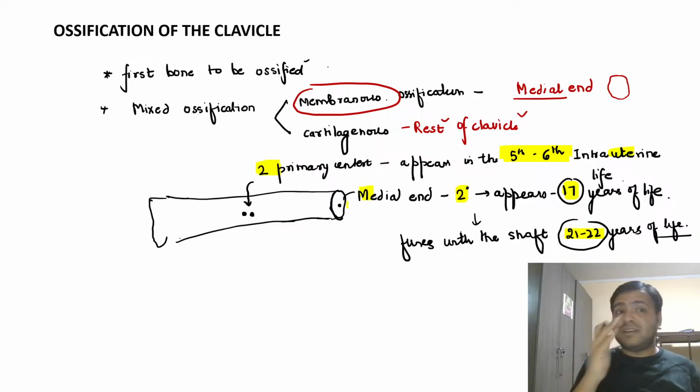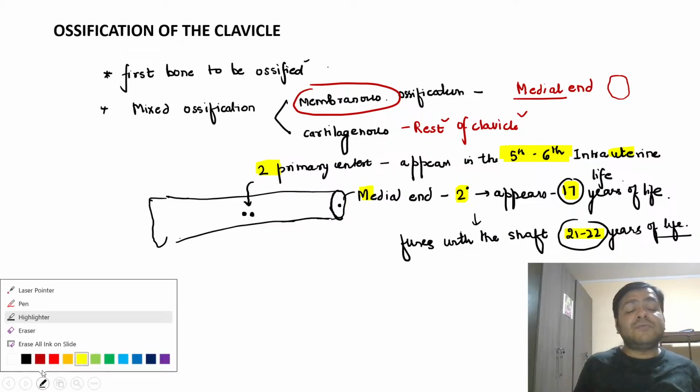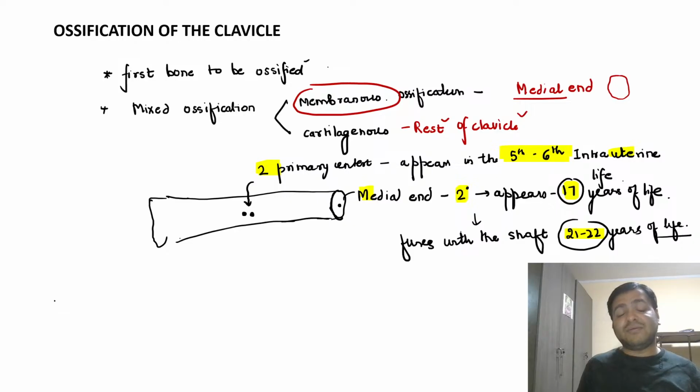So that's why, remember, guys, the clavicle is the weakest bone of the body. It is the most commonly fractured bone of the body, and it is the weakest bone of the body as well, right? So that's why clavicular fractures are more common. Okay, so that is up till the ossification of the clavicle.